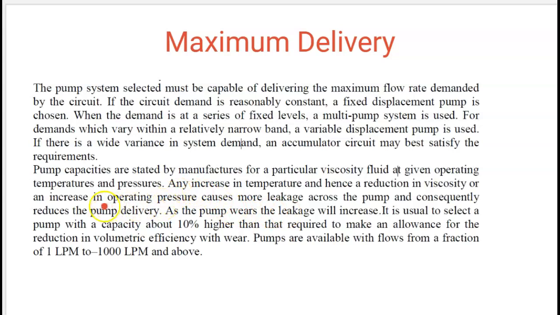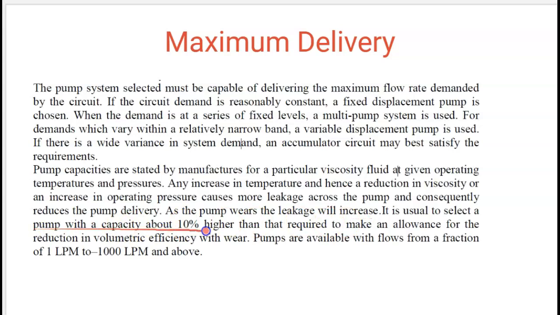Okay. If you increase the temperature, the viscosity decreases, but the pressure increases. Now, if there is an increase in the pressure, it can result in leakage across the pump. If there is a leakage, then it will reduce the pump delivery. If the pump delivery is reduced, the pump efficiency is reduced. There will be more wear and tear.